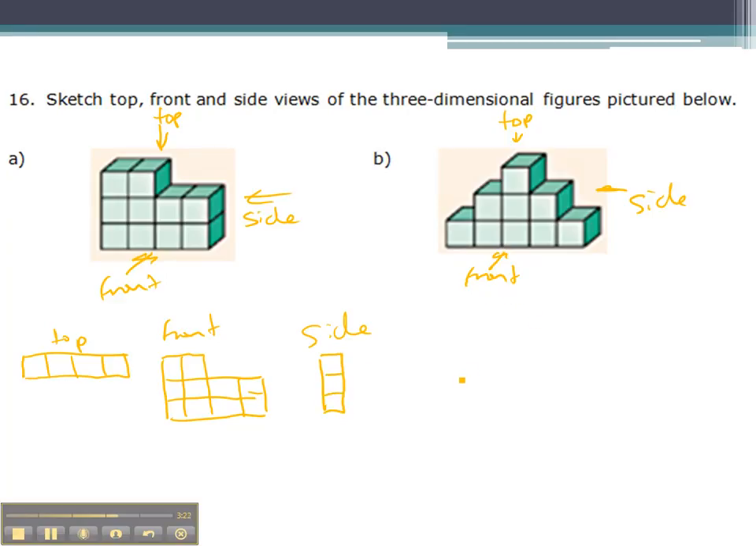Okay, on B, the top view would be a row of, in this case, 5 squares. The front view would look like this. And the side would be a column, 3 squares.